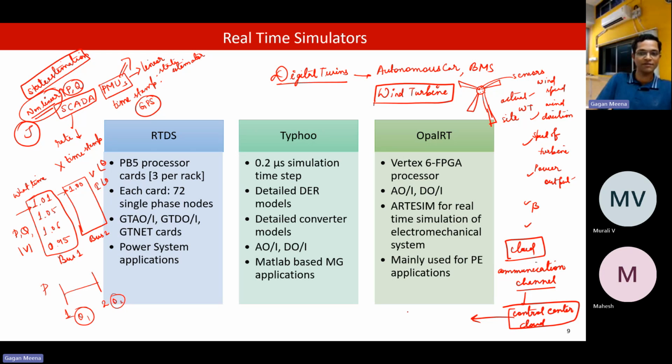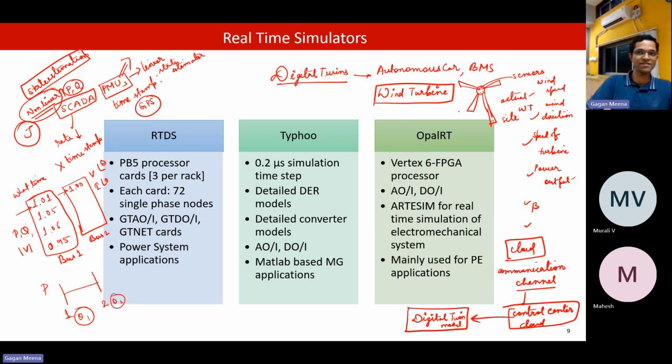There we have a model, a digital twin. We say two persons are twins when they look identical, exactly the same. Here we have created a digital twin, a digital model of the actual wind turbine.